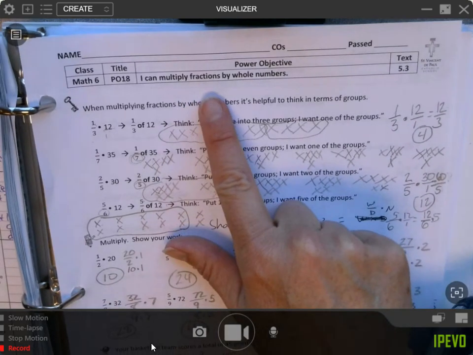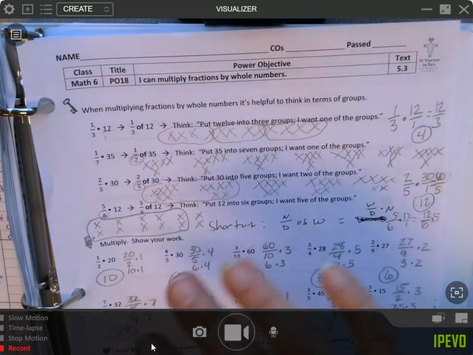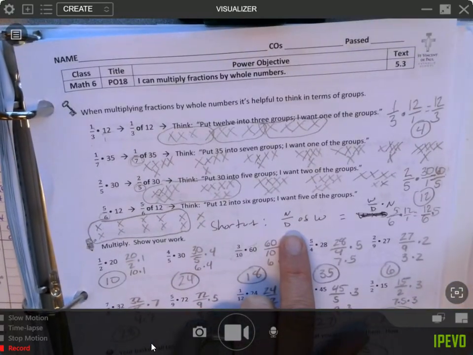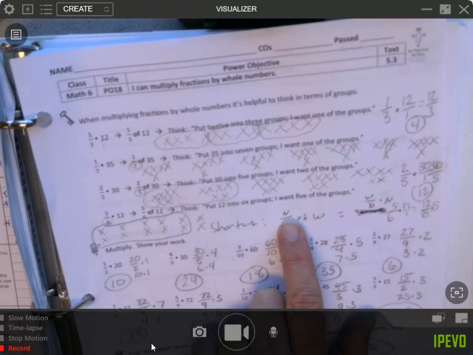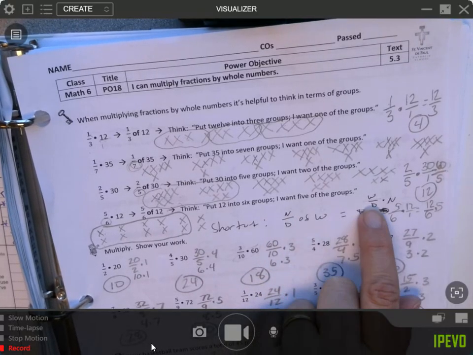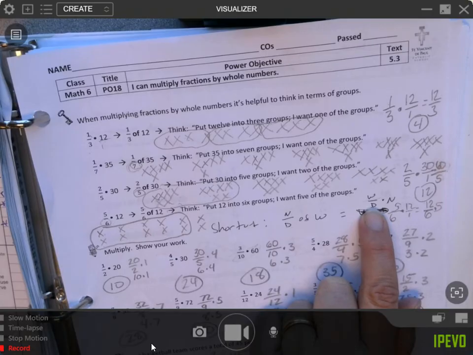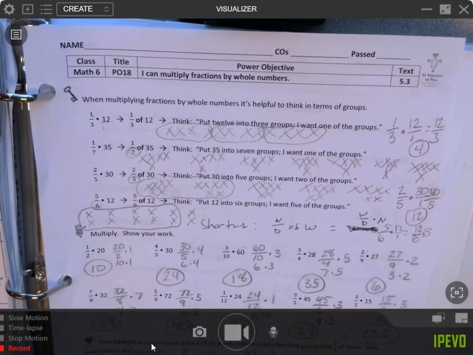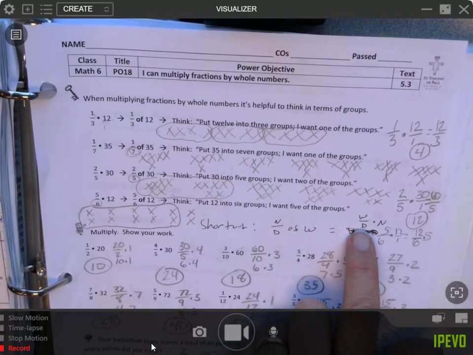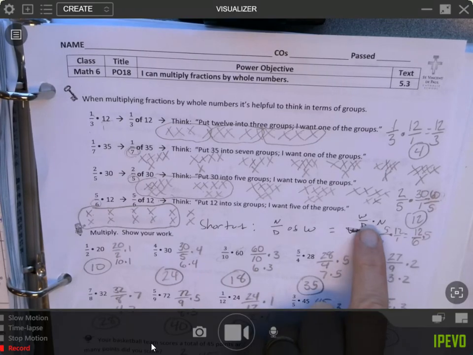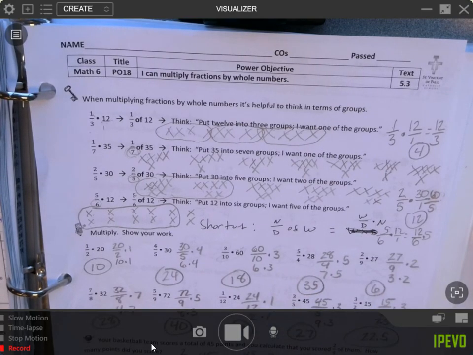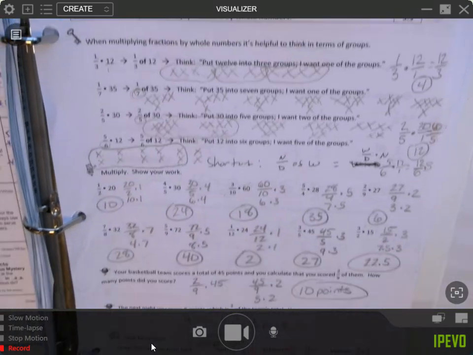I can multiply fractions by whole numbers. So remember, we had the little shortcut that we can do when we are multiplying. We can switch the numerator over denominator times the whole, switch that to the whole over the denominator. The whole over the denominator means the whole divided by the denominator, because remember that fraction bar means divide. So when you put that whole number over denominator, you can divide it, and then you multiply it by that numerator. So let's see what our answers were.